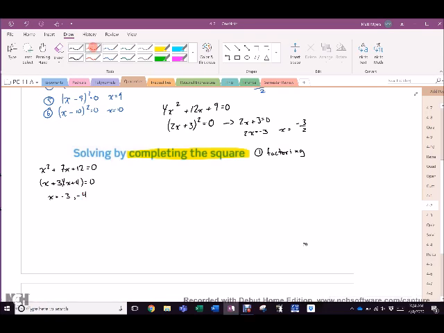Now, let's change this very slightly. x squared plus 10x plus 12 equals 0. Does that factor? No, it doesn't. But we are allowed to do math to this to make it look like something that we can work with. And I'll show you what I mean.